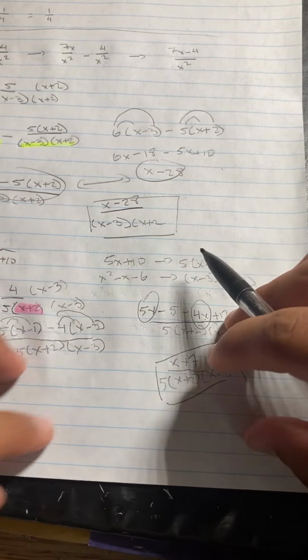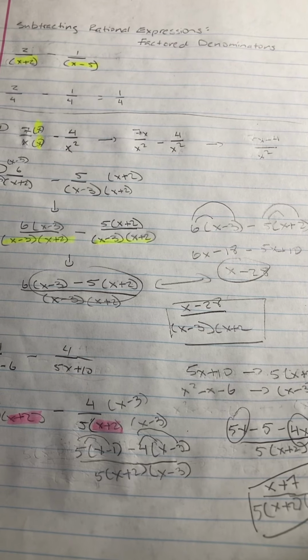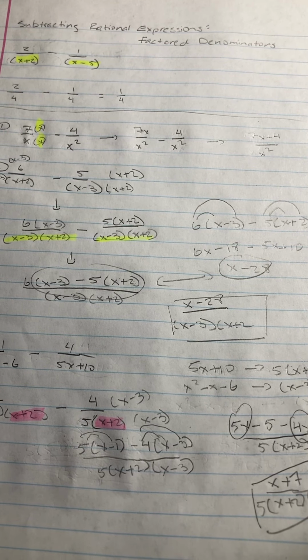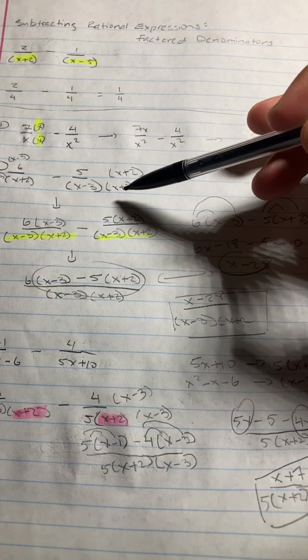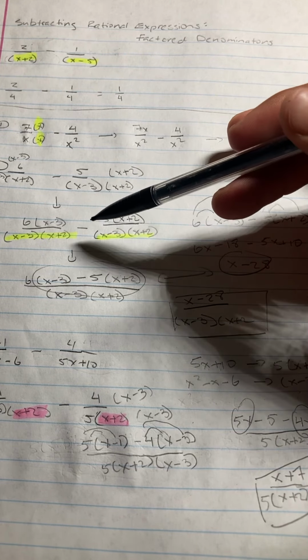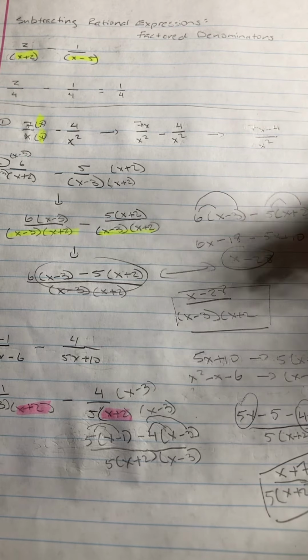Sorry, my handwriting got a little sloppy there. But yeah, that's how you subtract rational expressions with factored denominators. All you have to really remember is to make sure you have common denominators. And once you do that, you're bound to pretty much solve the problem.